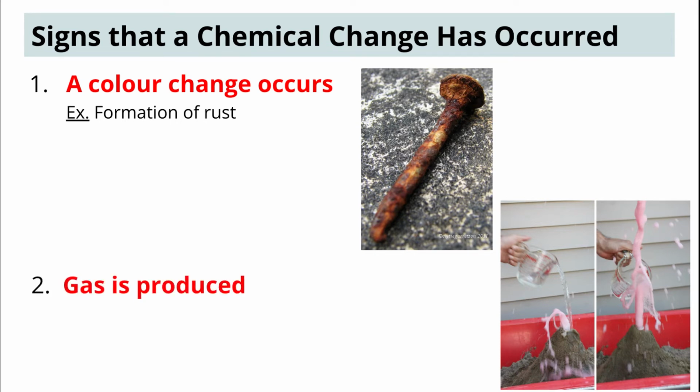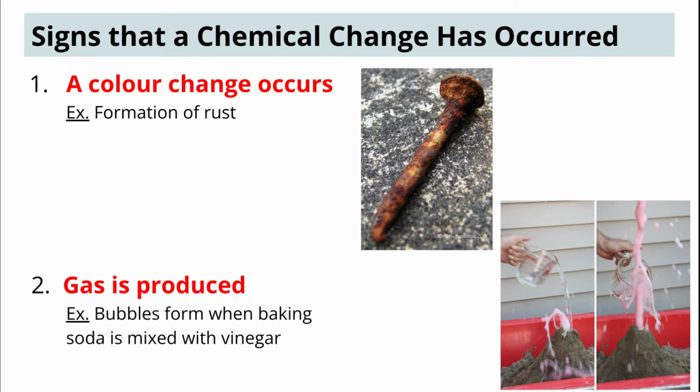Our second piece of evidence that a chemical change has occurred is that gas is produced. In our example over here, you can see gas being produced, which is coming out of this makeshift volcano as bubbles. This reaction is where you would put baking soda down in the bottom, and then we're pouring vinegar down into our volcano here. When that's mixed, it releases bubbles, and those bubbles come up and out of the volcano.